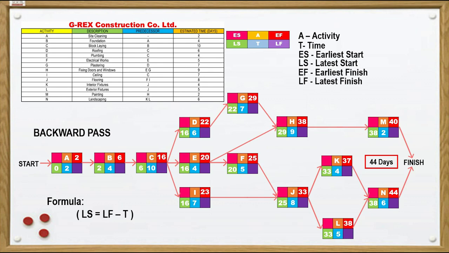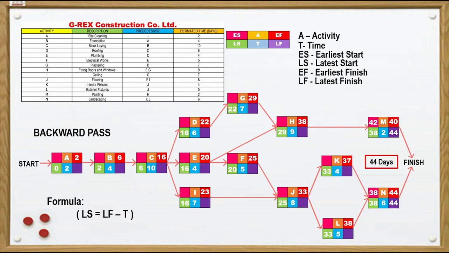In order to identify the latest start time, we can use the formula: latest start is equal to latest finish minus the activity duration, or T. Let's start the backward pass with activity N. We take the earliest finish, which is 44 days, and put it as the latest finish time. So, 44 minus 6 is 38. 38 will be the latest start time for activity N. On the other hand, for activity M, 44 minus 2 is equal to 42.